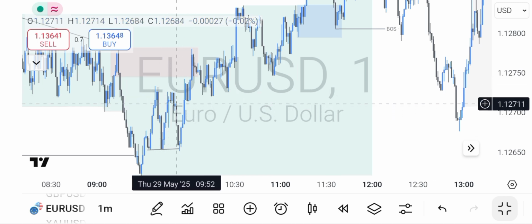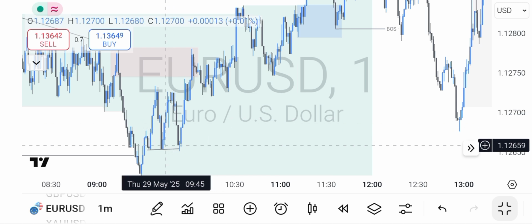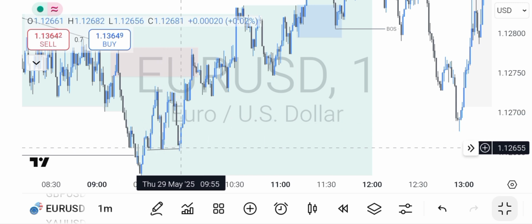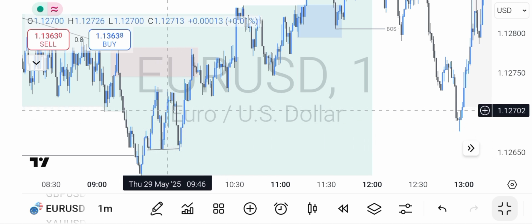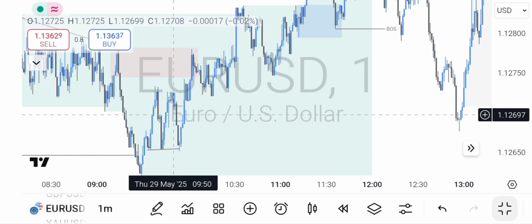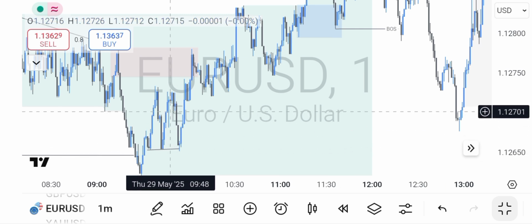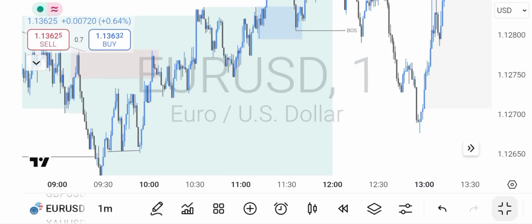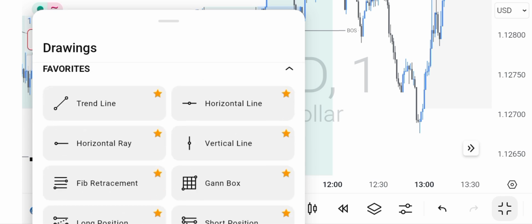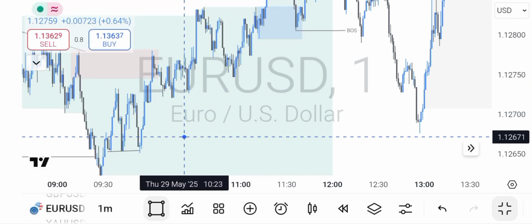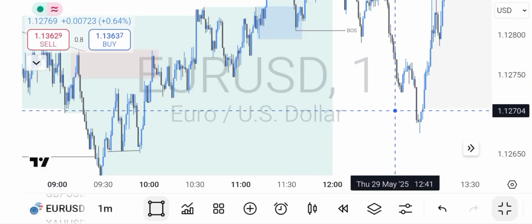So why? One was respecting, the other one was breaking, therefore inducing people. So this break of structure now leads to people selling around this side. So when I identified that, I just marked out the zone and extended it to the future, whereby price has not come to this area yet.